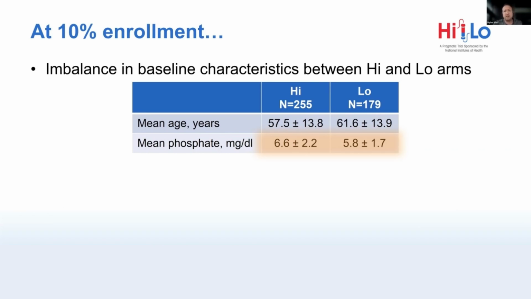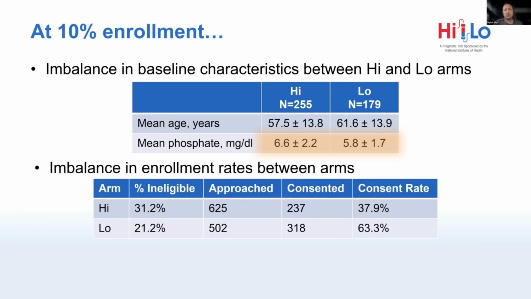We noticed this big difference in mean phosphate. That is, the high arm was greater than 6.6, and the low arm was 5.8. Now, this would be great if this was 12 months into the trial, but this was at time 0 at enrollment. We had a major imbalance. We also had a big imbalance in willingness to participate.